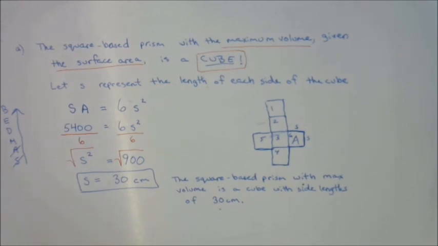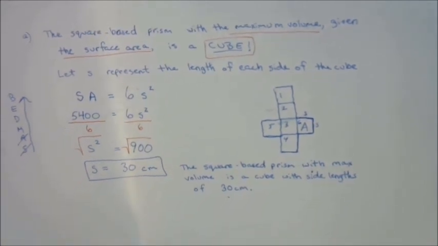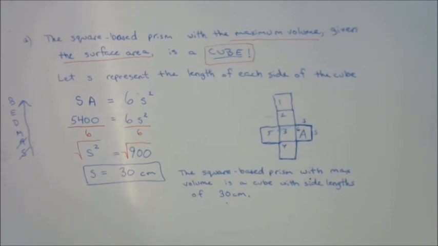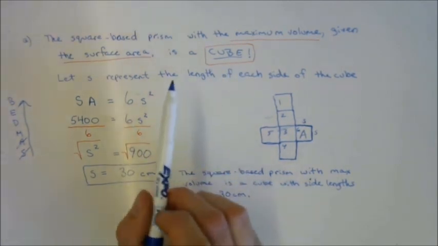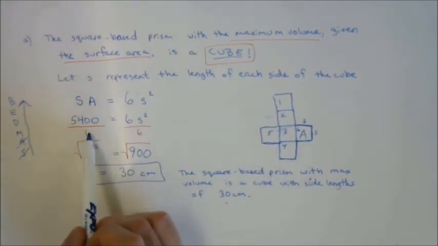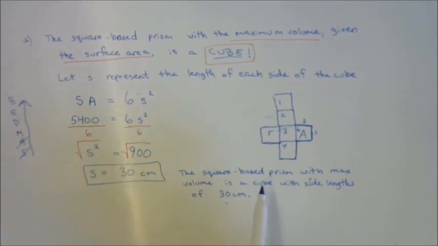How do we get the maximum volume again? We just know that the square-based prism with the maximum volume is going to be a cube. We haven't gotten the volume yet. Right now we were given a surface area and we had to decide what were the dimensions of the cube. That's it so far. Okay?